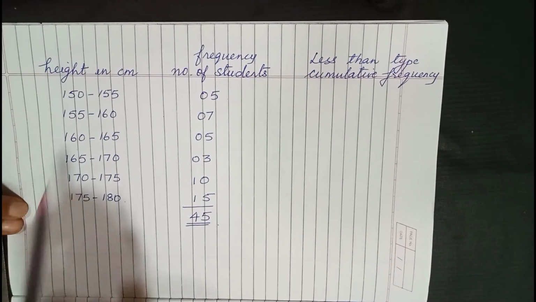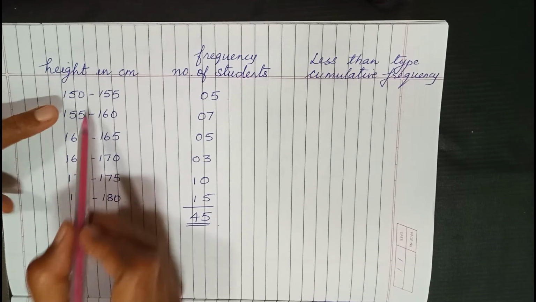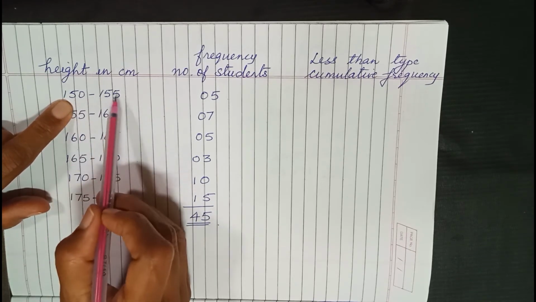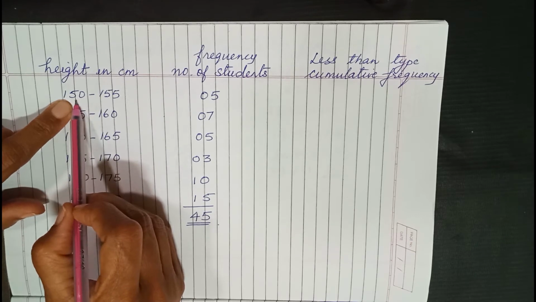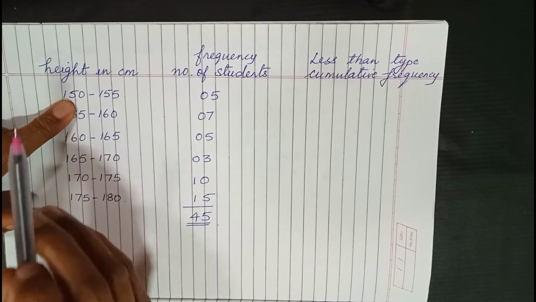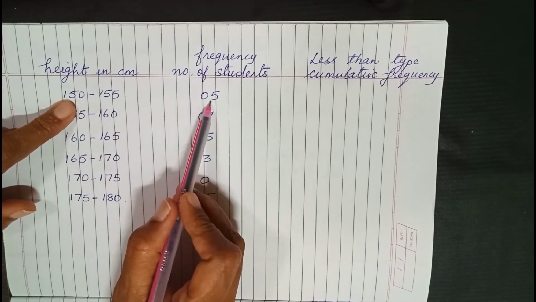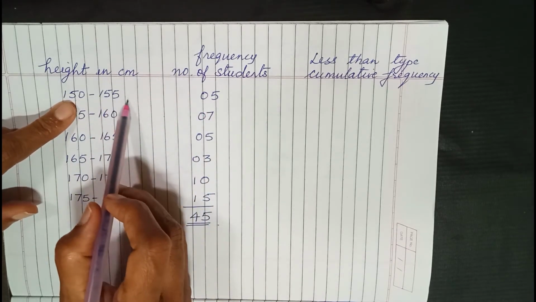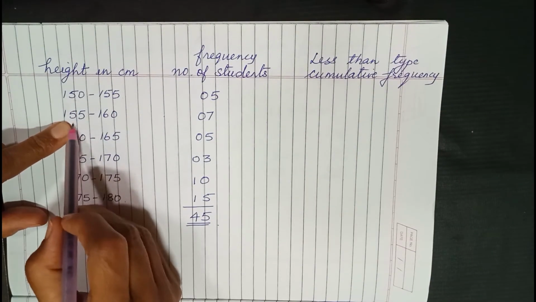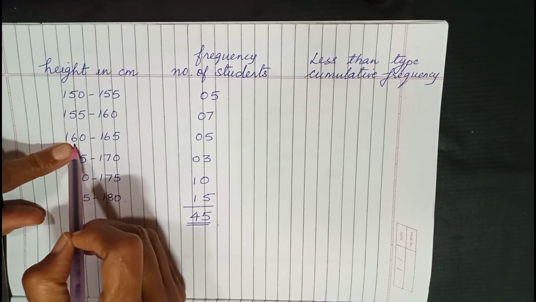Let's do one more example. Let us say we have height in centimeters and we have 6 classes here. Now you can see 150 is the lower limit and 155 is the upper limit. So the class width is 155 minus 150, that is 5. That means all the students who have a height of 150, 151, 152, 153 and 154 are included in this group. But students who have a height of 155 centimeters are not included here but are included in the next. It is the same till 160. If any student has a height of 160 centimeters, it will be included here.